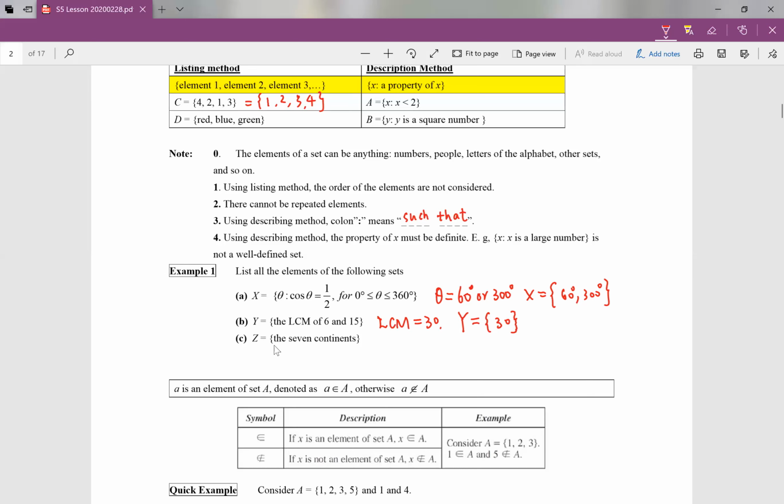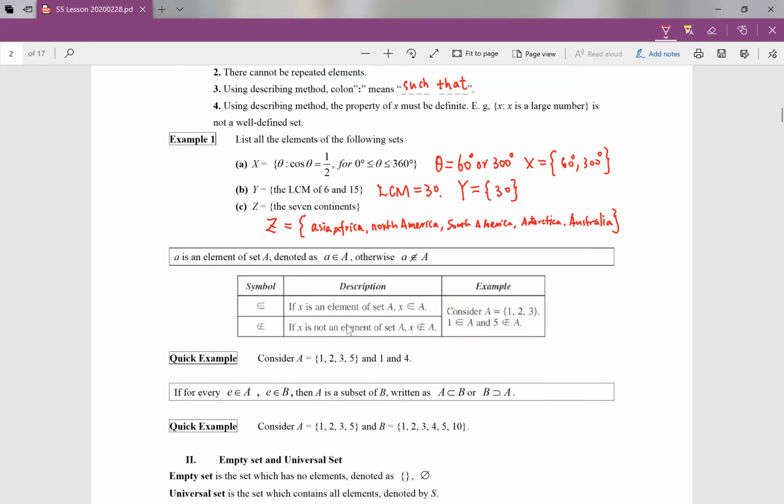Z. Z is a set of 7 continents. So if I remember correctly, Asia, Africa, North America, South America, Antarctica, and Australia. You should put all the objects inside the bracket.